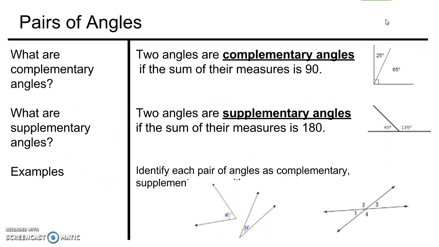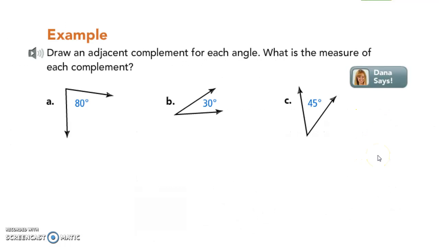So speaking of supplementary, remember complementary means they add to equal 90. Supplementary means they add to equal 180. Sometimes y'all get those mixed up, so you may want to jot that down. Complementary is 90. Supplementary is 180. They add to equal 90, like right here. They add to equal 180, like right here. Okay, so complementary and supplementary.